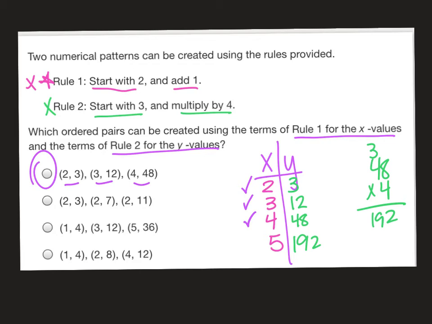If you look at the next answer, we can tell these all 3 have 2. If we're changing this and we're adding to it, there's no way that your x value can still be 2. With the third answer, we wouldn't even start with 1. 3, 12 would work, but 5, 36 would not work. So remember, all of them have to. 1, 4 is out. All right, 2, 8 doesn't work, and 4, 12 doesn't work on the last one. So the only answer you have is the first choice.